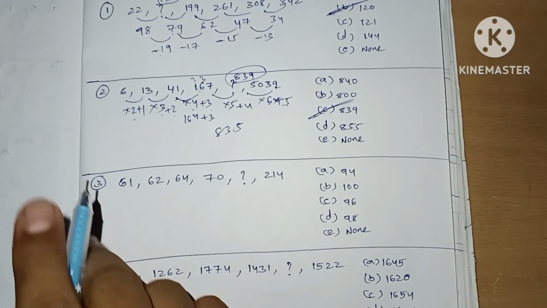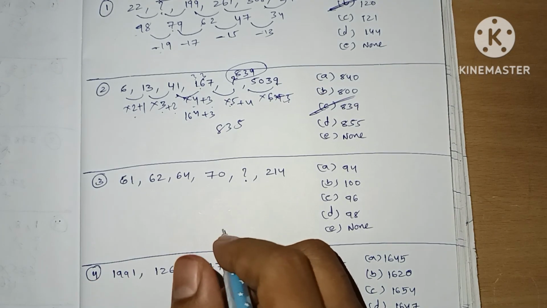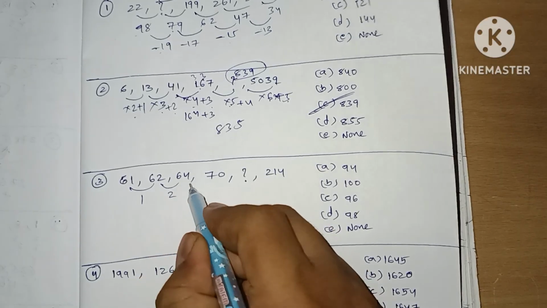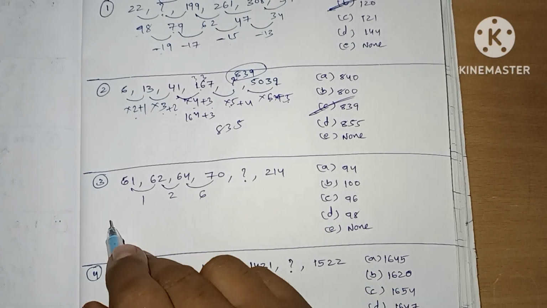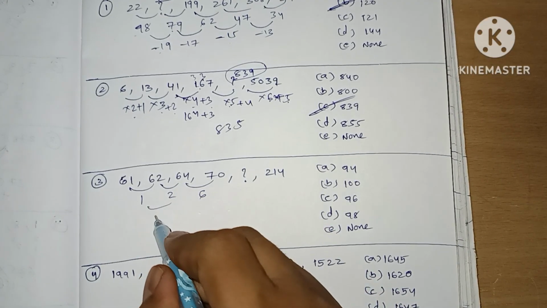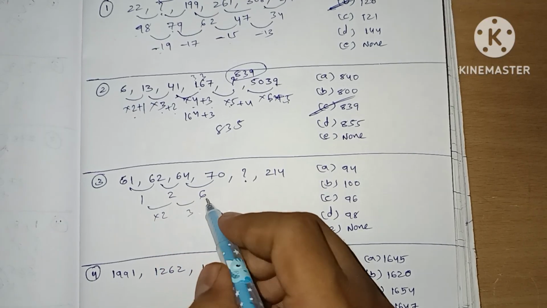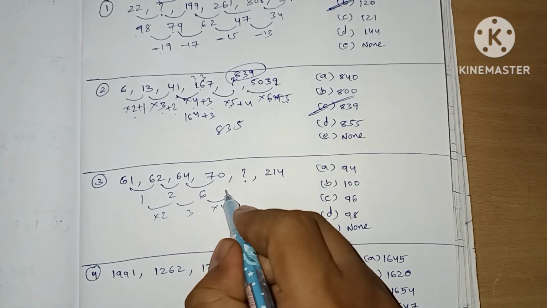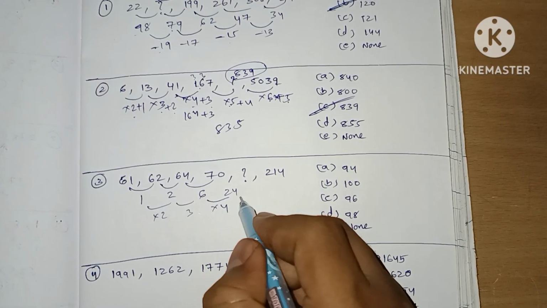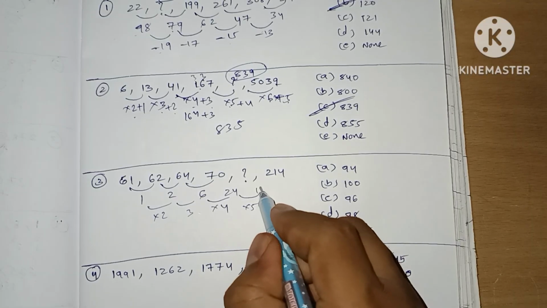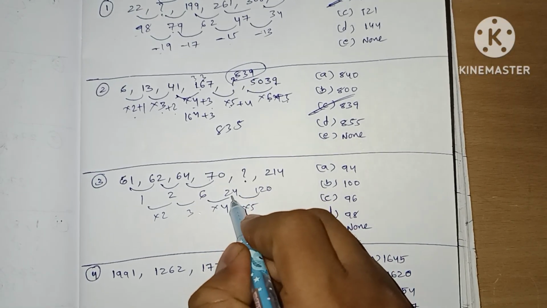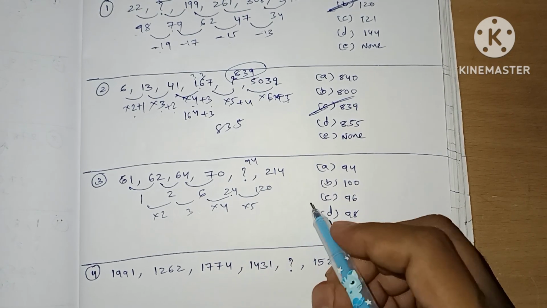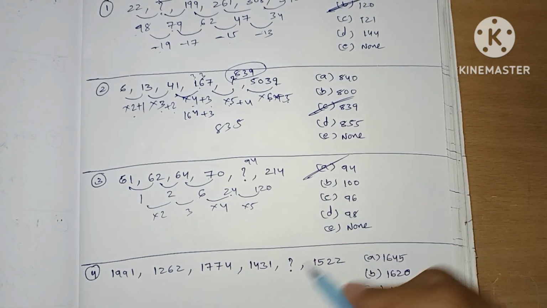Next, sixth one. Let's see differences here. The difference is 1. Here the difference is 2. Here the difference is 6. Here it is into 2 times, into 3 times. Let's take it as into 4 times. We have 24. Here into 5 times, 120. 70 plus 24 will be 94. 94 plus 120 will be 214. So our answer will be 94, option A.